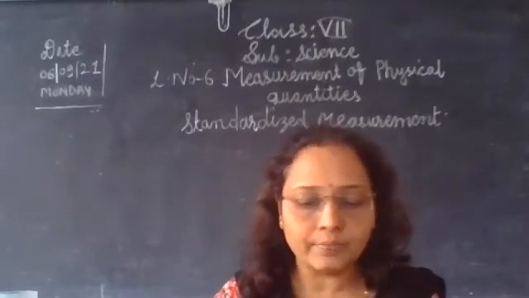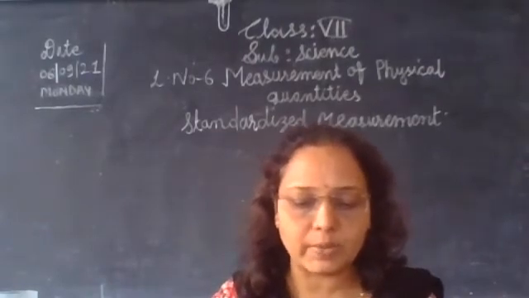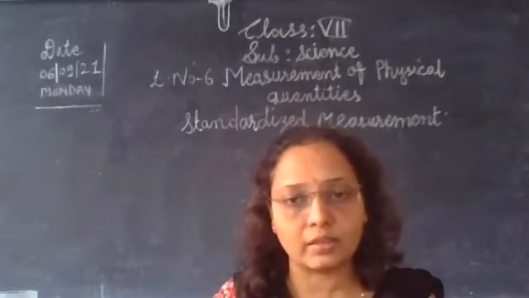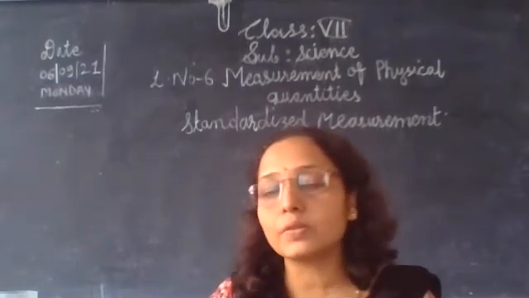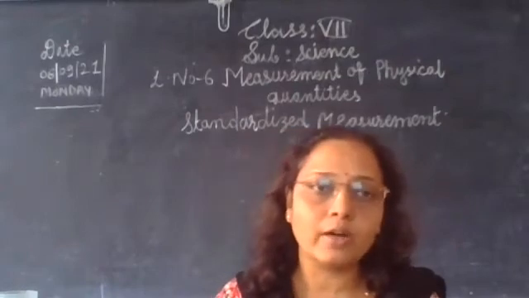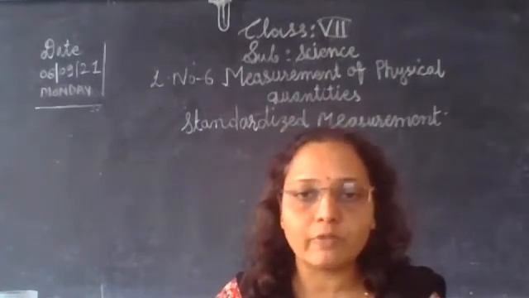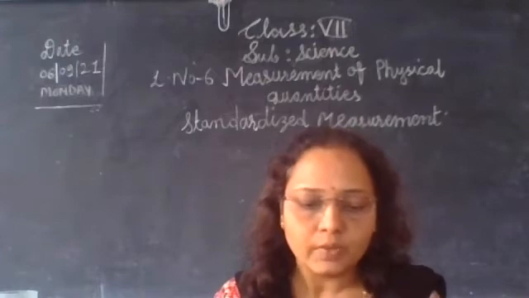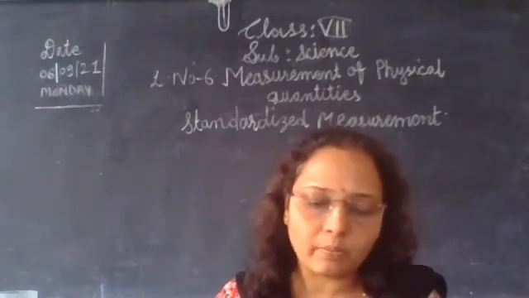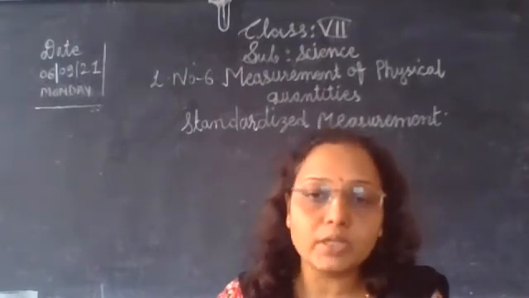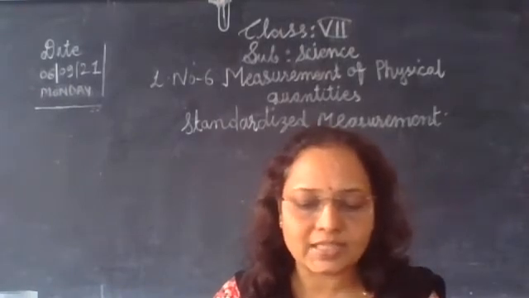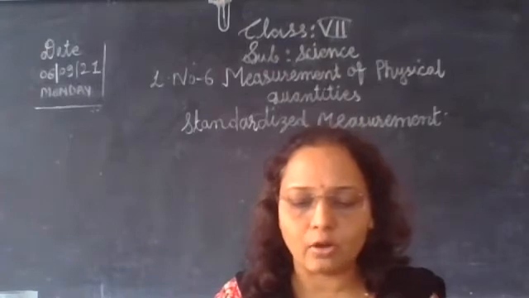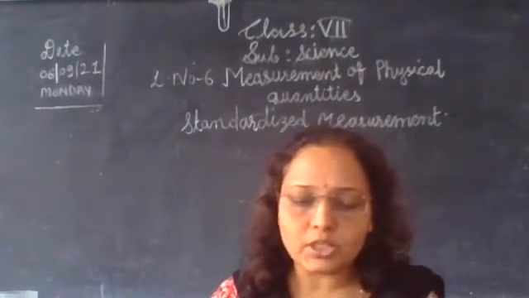So for example, the meter is the specified unit for measuring length. 1 meter, 2 meter. When we bring cloth from the market, we use a meter scale. 1 meter cloth, 2 meter cloth. So the unit for measuring length is a meter. A certain distance has been accepted as the standard for 1.0 meter.